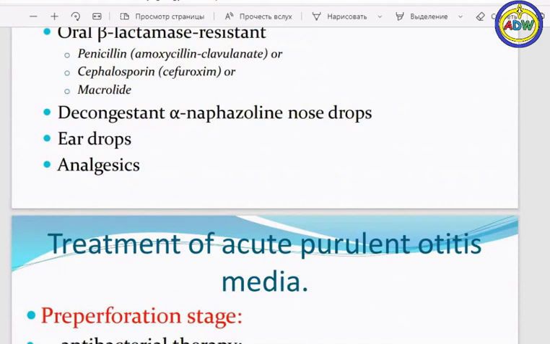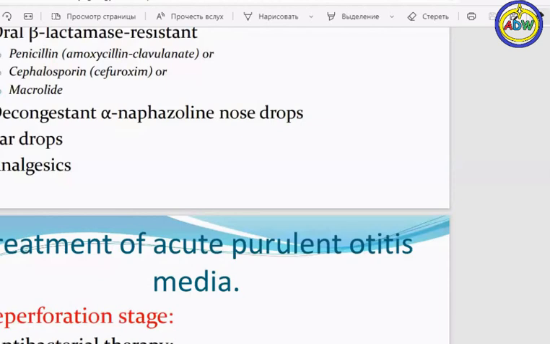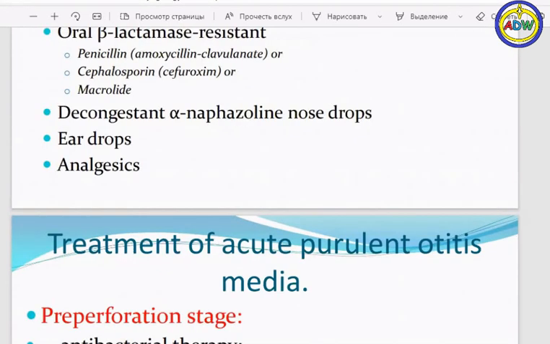We turn the head to the affected side and put 2-3 drops of naphazoline or xylometazoline. This is oxymetazoline. This helps. It forms a small lake around the orifice of the eustachian tube, and it helps to decrease the inflammation of the eustachian tube. Usually we use it 3 times a day, not more than 7 days. Of course, in children, the dose of these drops is less.